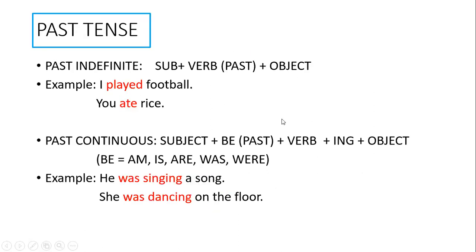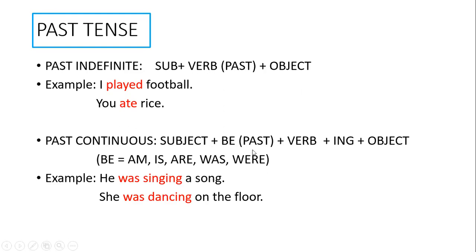Now we come to the point of past indefinite tense. In past indefinite tense, the structure is quite the same as the present indefinite tense, but with the verb in past form, like subject plus verb in past form plus object. I played football, you ate rice. Past continuous tense is quite similar to the present continuous tense, with the exception that we use the be verb in past tense here.